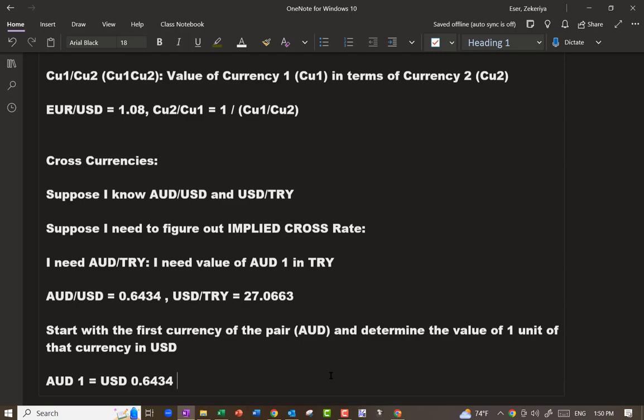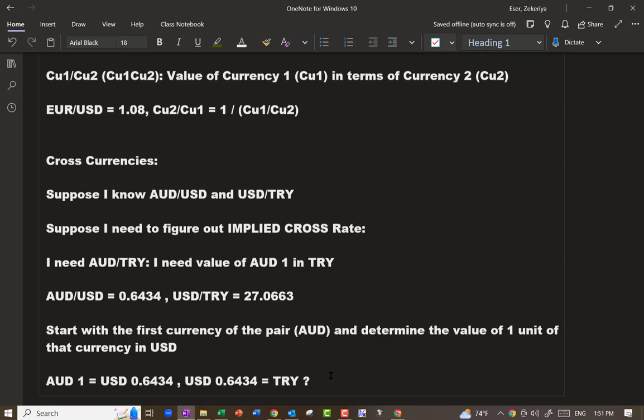So I'm gonna start by giving him $1 Australian. He says, I've got no Turkish liras. Here are some dollars, go deal with it yourself. Right? Okay. I took his 0.6434. So USD 0.6434 is equal to TRY what?